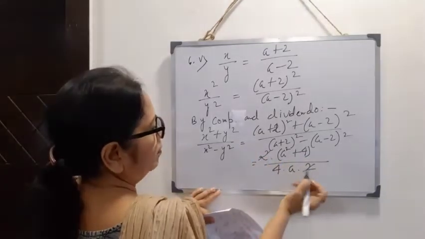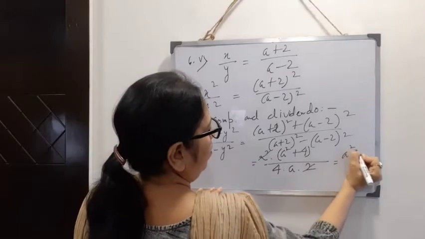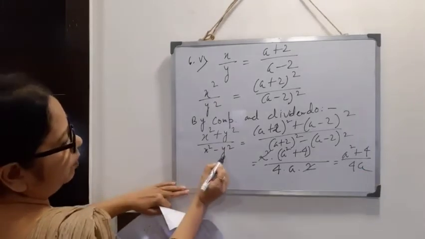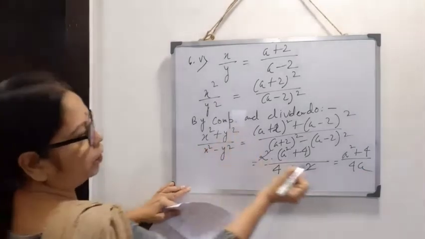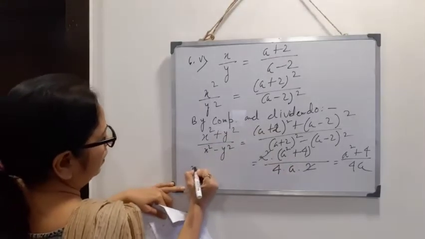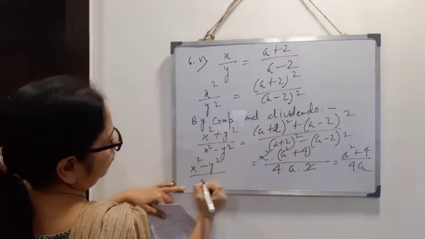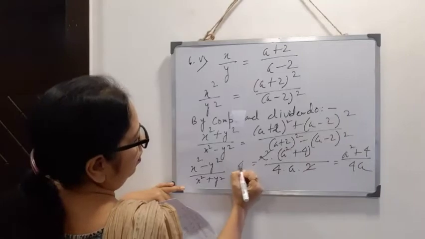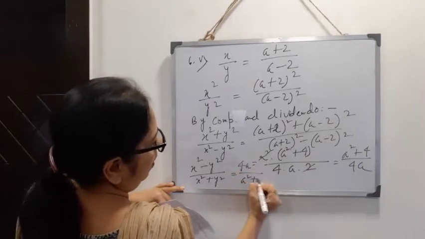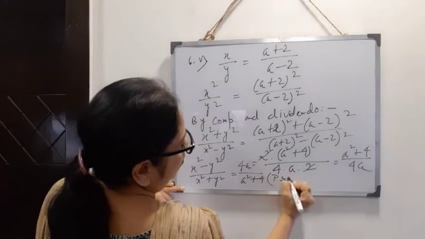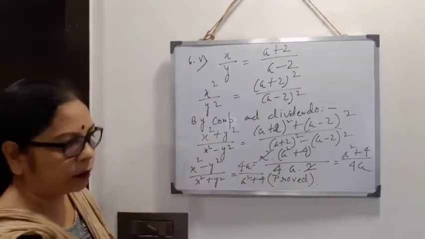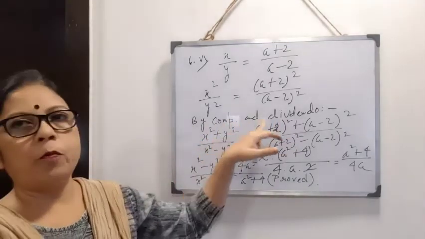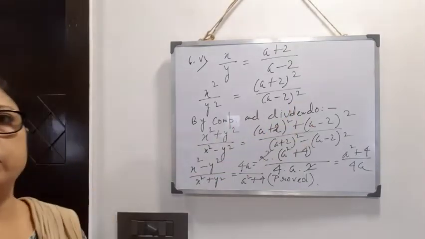Now 2 and 2 will be cancelled out, so it is becoming a square plus 4 by 4 into a. But you have to prove that x square minus y square by x square plus y square equals something. So just invert it. The left hand side is becoming x square minus y square by x square plus y square. Similarly the right hand side will be 4a by a square plus 4. This you have to prove. Okay, so here one property of ratio and proportion I have applied, that is the property of componendo and dividendo. Now the next sum I start.